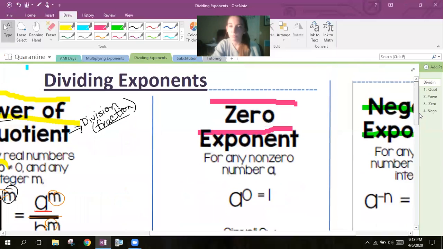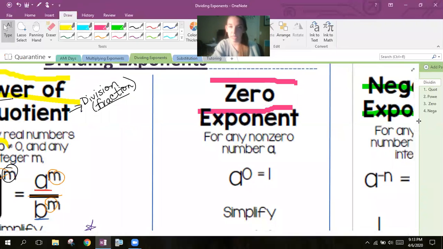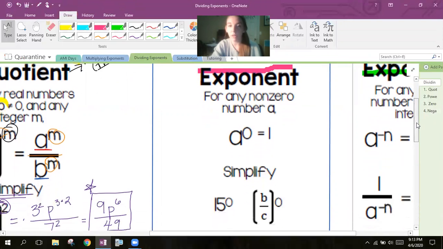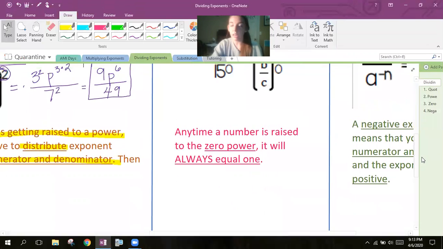Next one. This one is the zero exponent. This one will probably be your favorite, and you will see why. All right, so again, this is for any non-zero number, period. So this works for fractions, whole numbers, all the numbers except for 0. So if a number is any number, here's the rule. Make sure you pause the video and write this down.